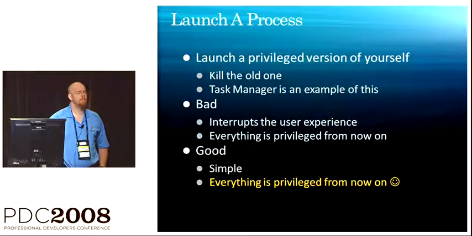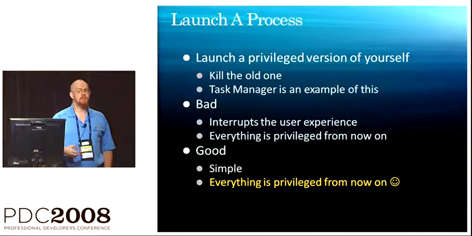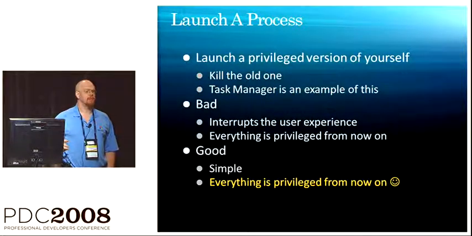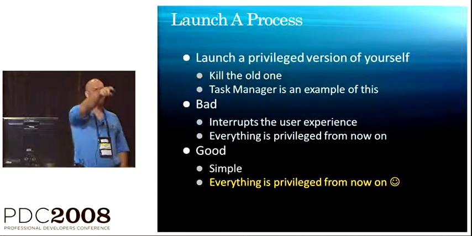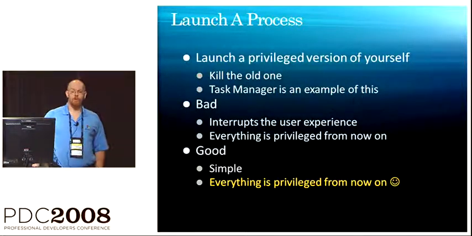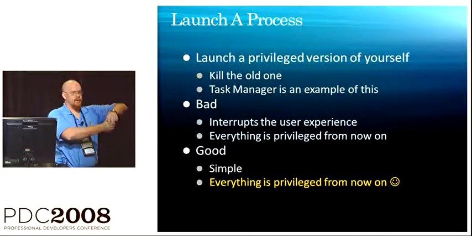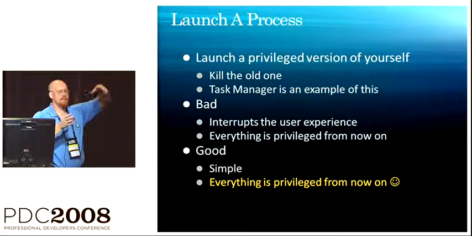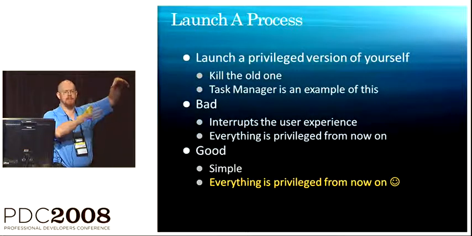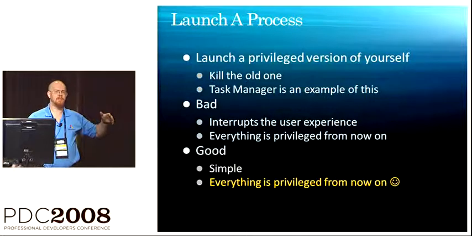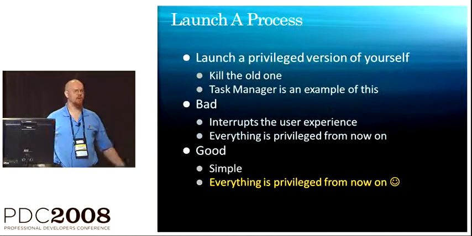Launching a process. You could launch a privileged instance of yourself. This is what Task Manager does. If you fire up Task Manager and you click on View All Processes, the Task Manager window will briefly close and then reopen. What it did was launch a privileged copy of itself and then kill the old one. And the privileged version can see all the processes, and the non-privileged version couldn't.